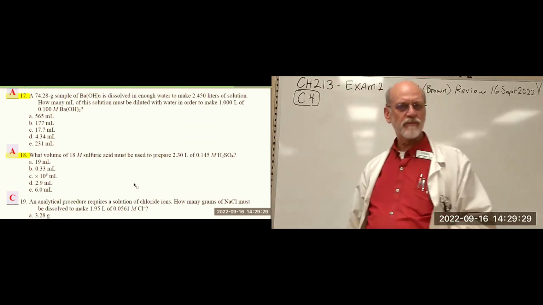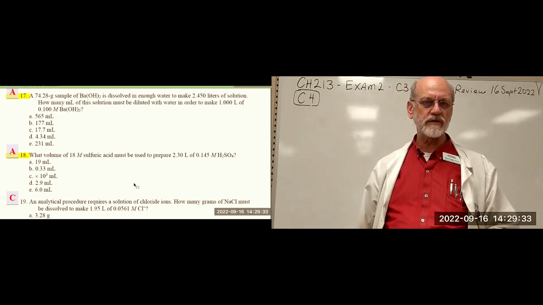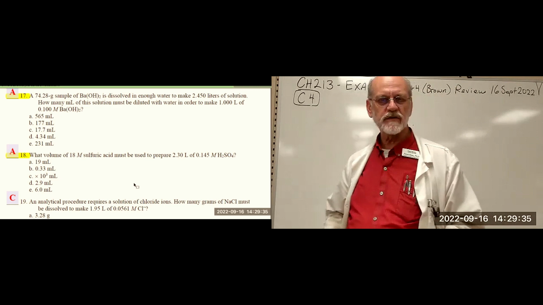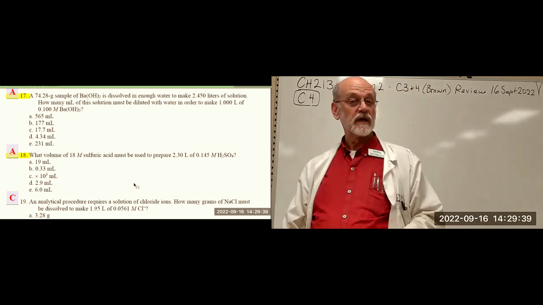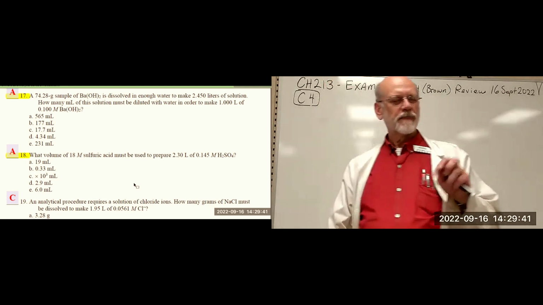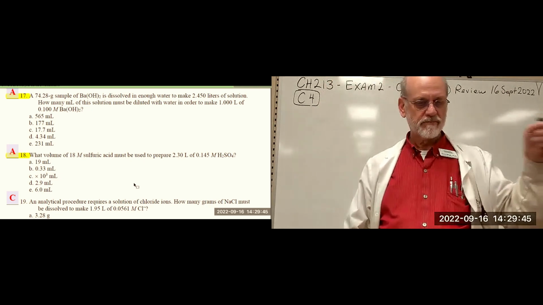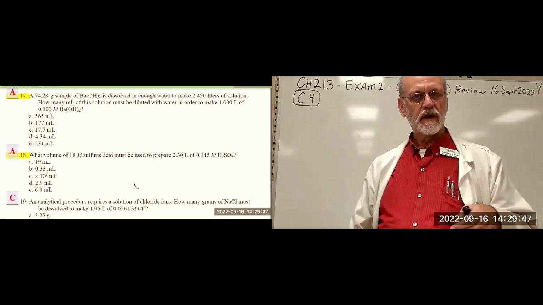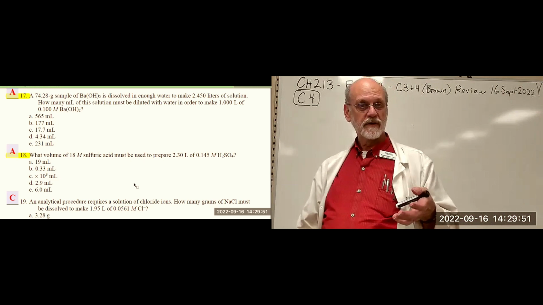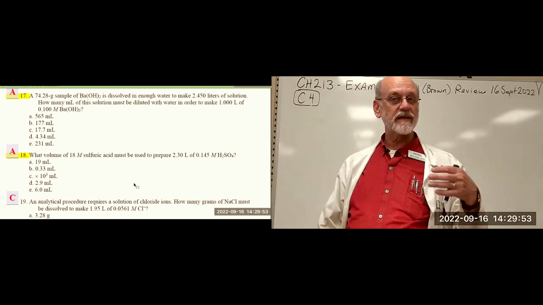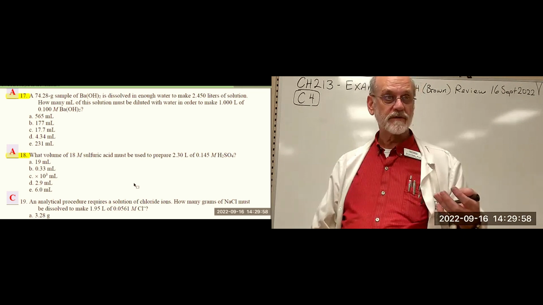A 74.28 gram sample of barium hydroxide is dissolved in enough water to make 2.45 liters of solution. How many milliliters of this solution must be diluted with water in order to make 1 liter of 0.1 molar barium hydroxide? That's the type of problem I just described to you. One before that, where we make up a concentrated solution, which is what you're doing first, with that many grams of barium hydroxide in 2.45 liters of solution.